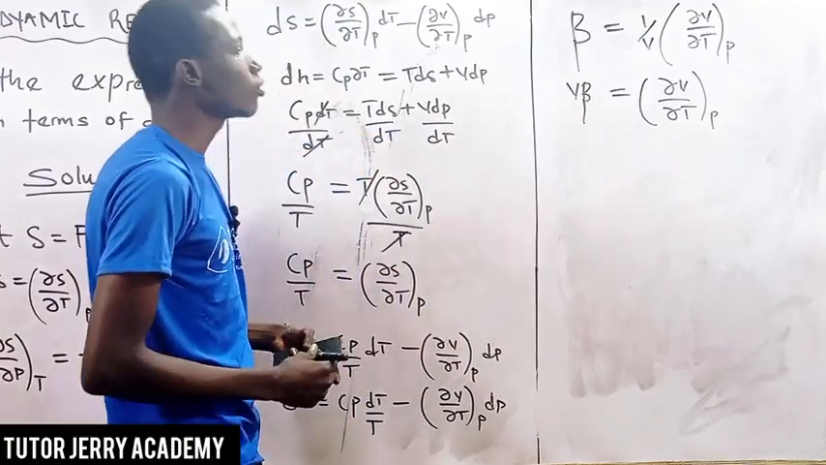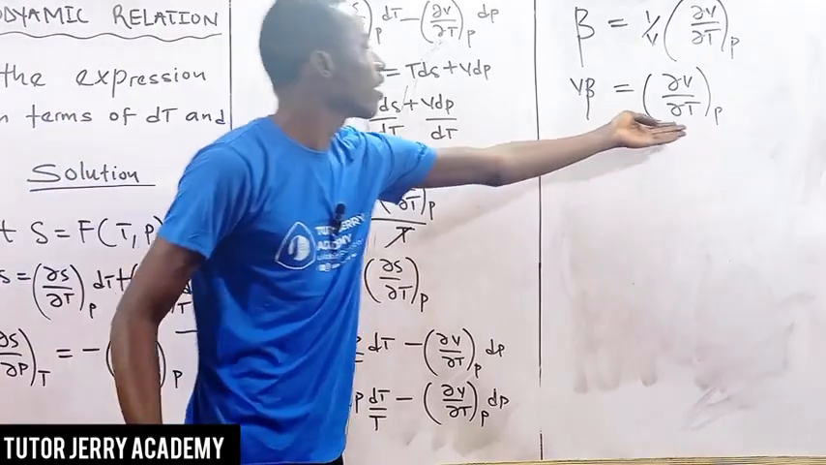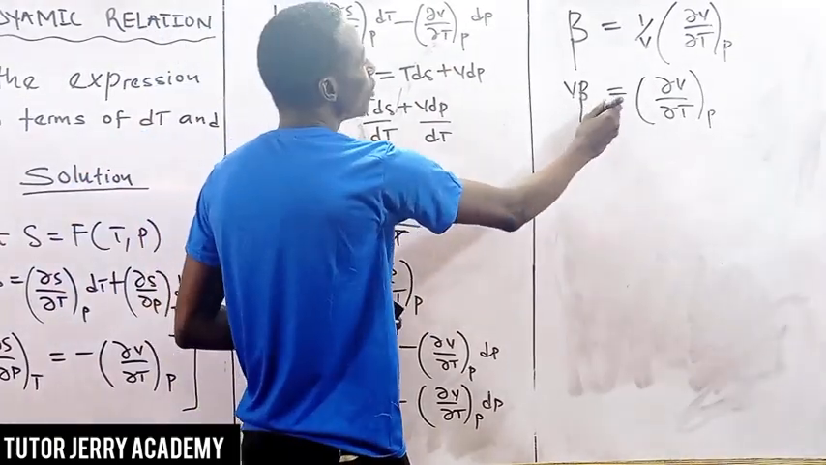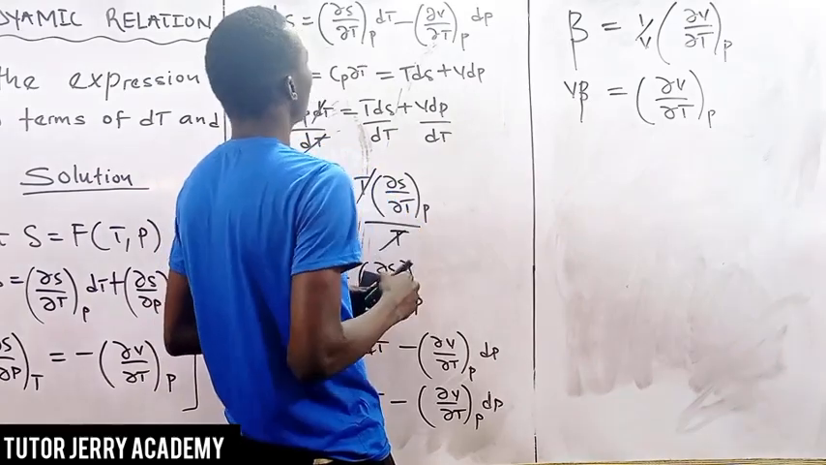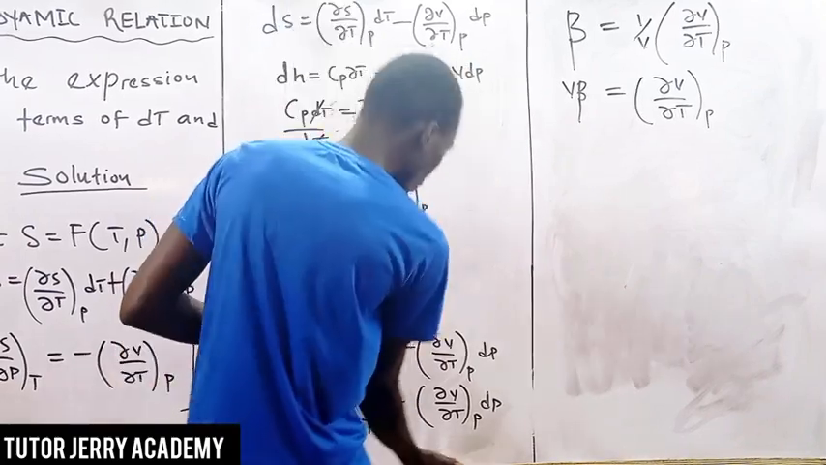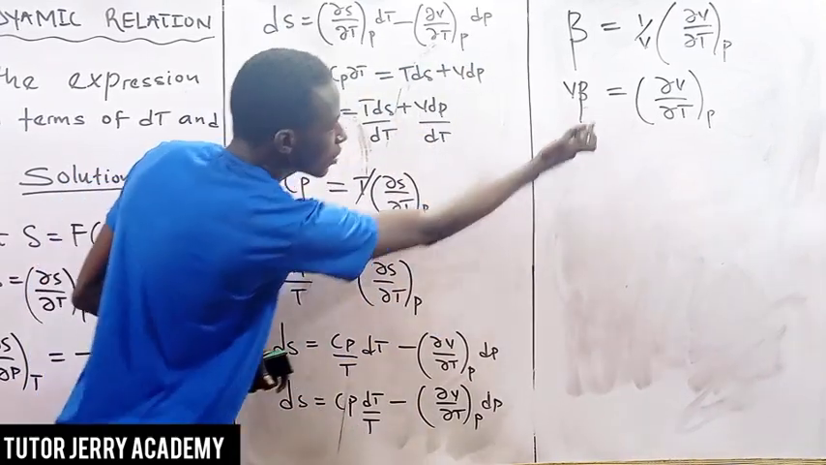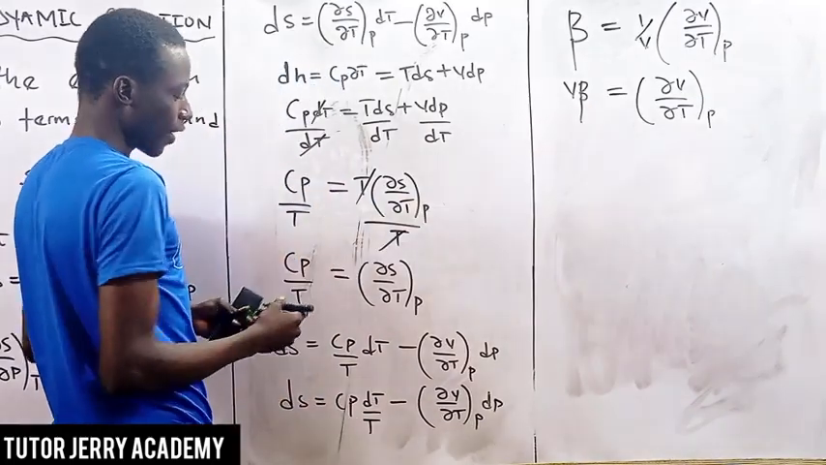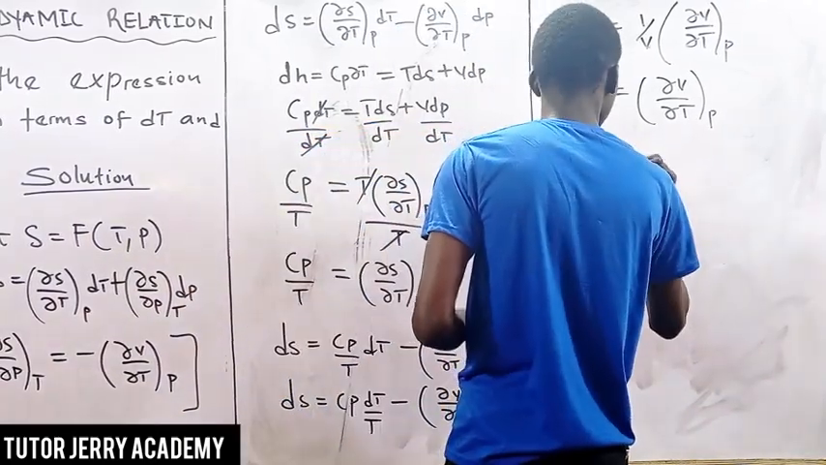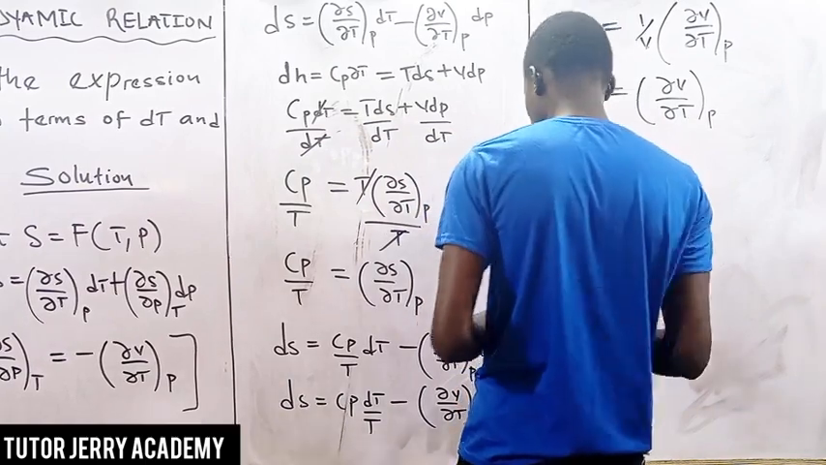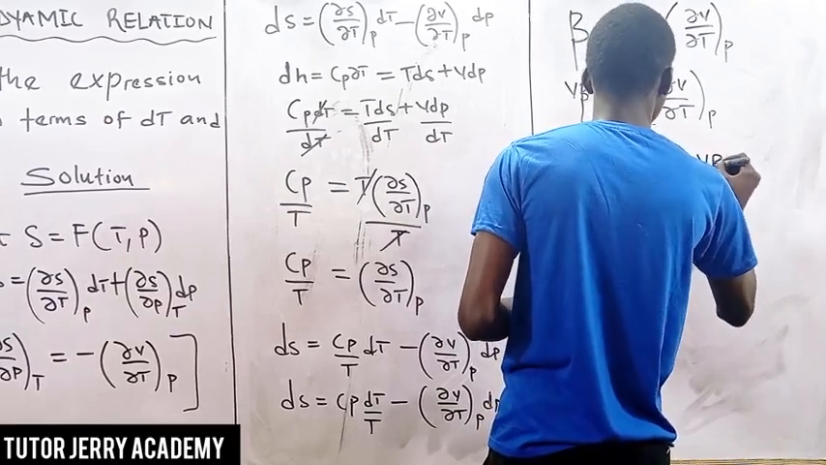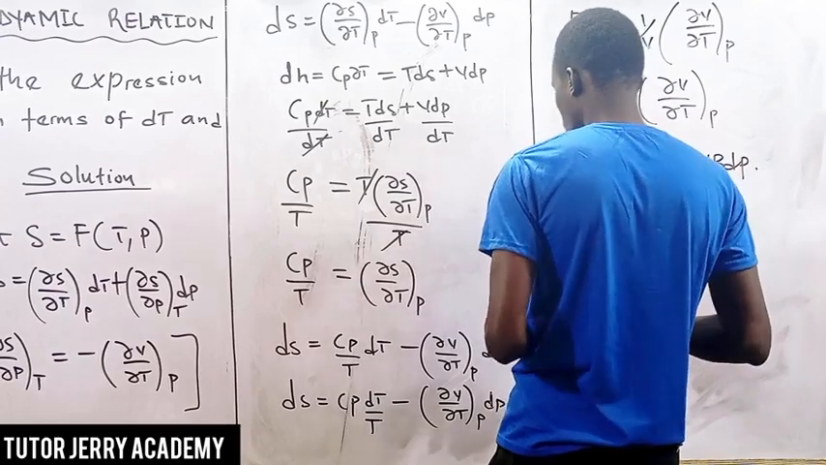Next, if you look at this equation, you can see that what is here is the same as what is here. So I am going to substitute this value into this equation. If I do that, I am going to have dS equal to Cp dT over T minus V beta dP. So this is what I am going to have.